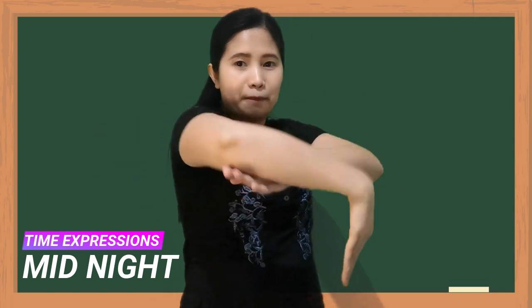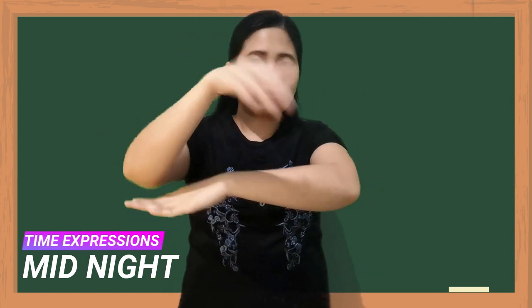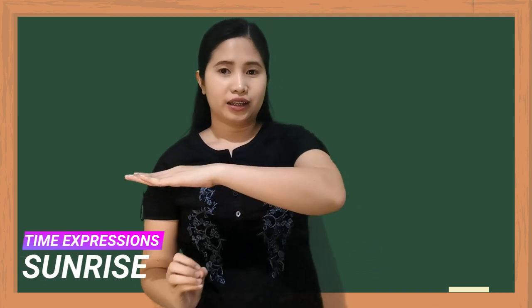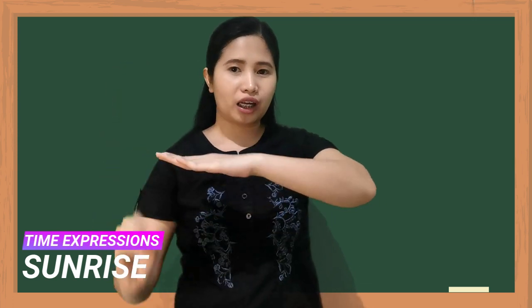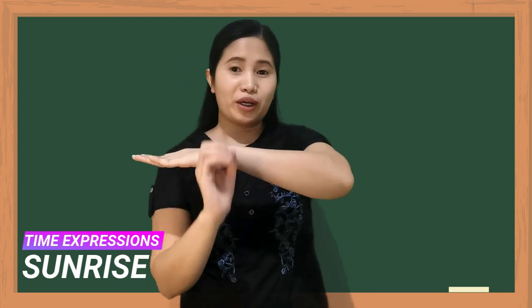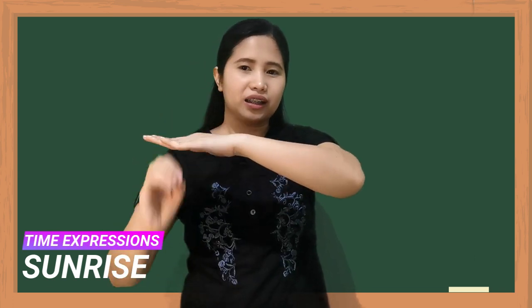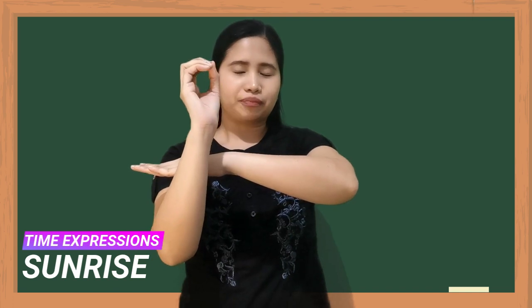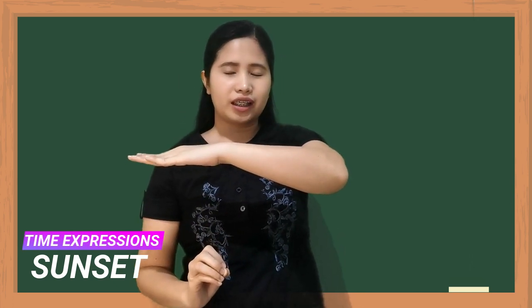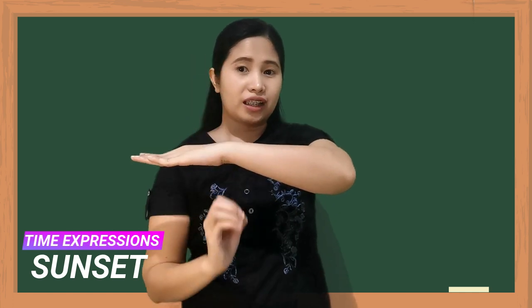Midnight. So, halimbawa, 12 midnight. Ayan. Next is sunrise. So, ito, imagine ito yung araw. Bukang liwayway. Bali, pasikat na araw. Ayan. Sunrise. Next is sunset. Dapit hapon. Opposite ng sunrise is sunset. Ayan, palubog na araw. Sunset.